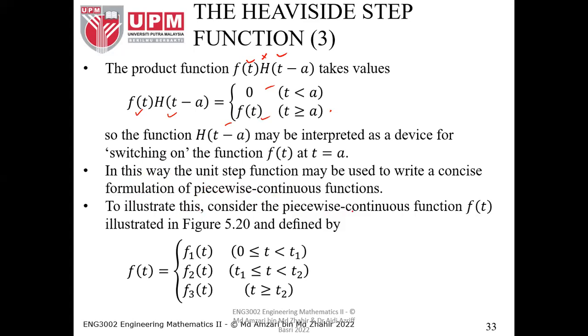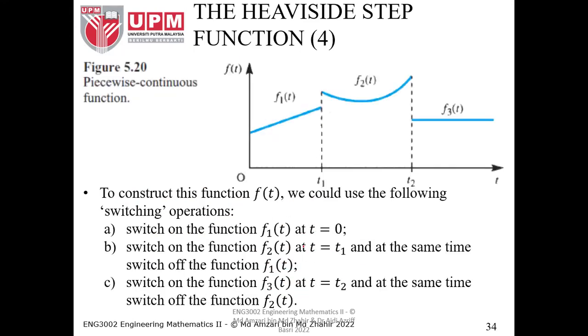To illustrate this, consider the piecewise continuous function f(t) in the figure. There will be a function f1(t), which starts from 0 to below t1. f2 is from t1 to t2, for example, and f3 is t2 and above. Each of the functions has a different formula. So to construct this function f(t), we could use a formula of switching operation. For example, switch on the function f1 at t equal to 0. This is the first function, for example, a linear function, from 0 to t1.